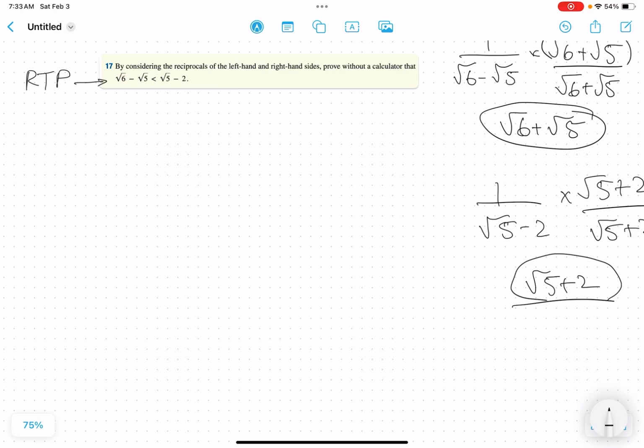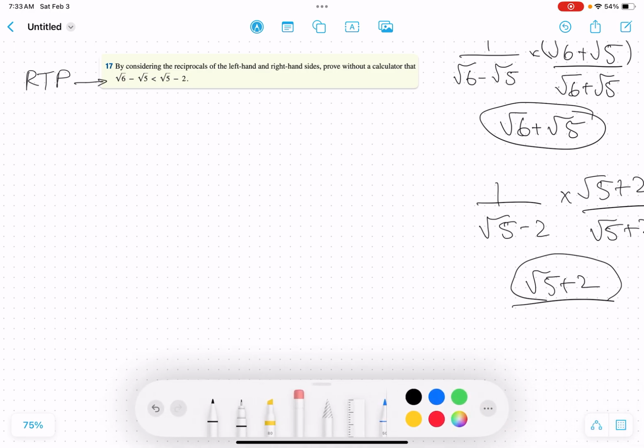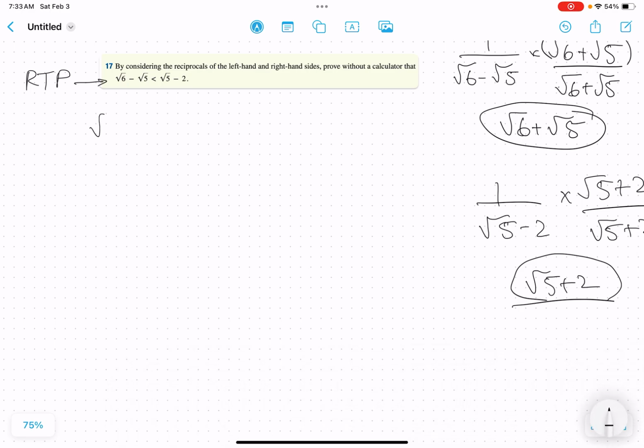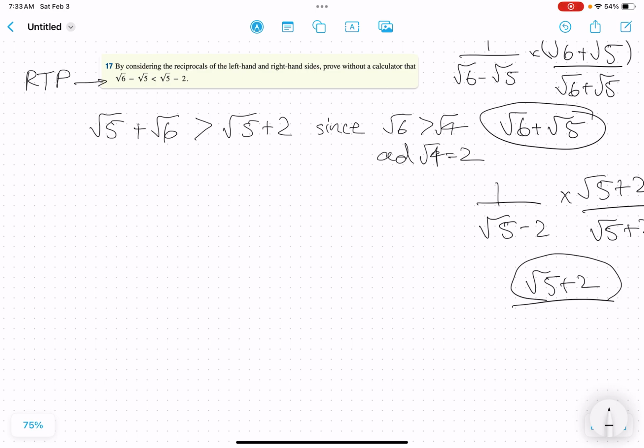So if we start with what we've got, we know that root 5 plus root 6, start with that, has to be bigger than root 5 plus 2, since root 6 is greater than root 4, clearly, and root 4 is equal to 2. Sorry, that's terrible writing. So we can start with this. This is something we definitely know, so let's start with that.